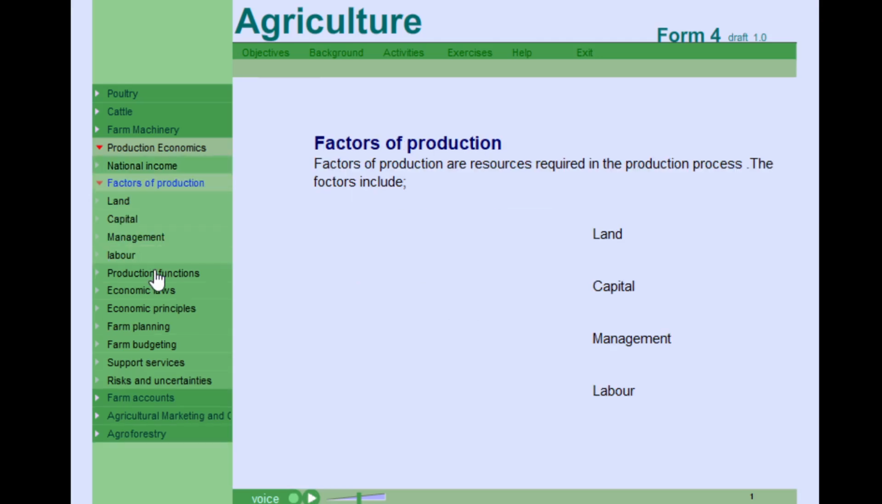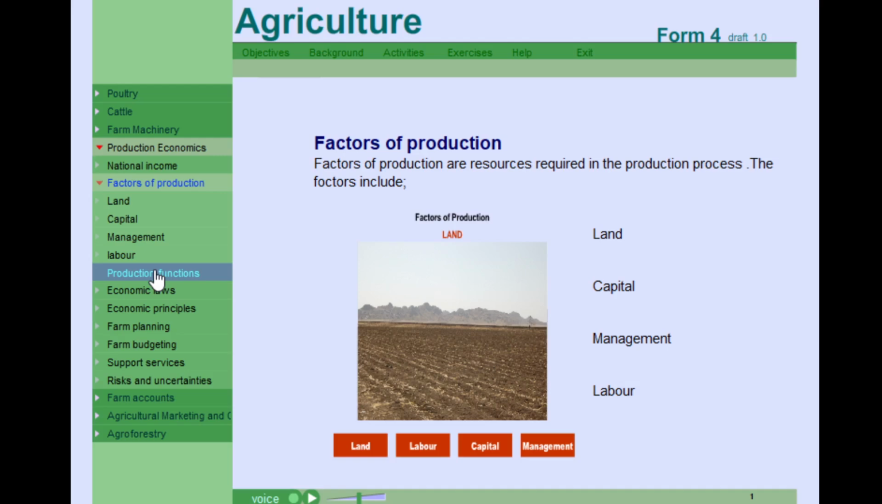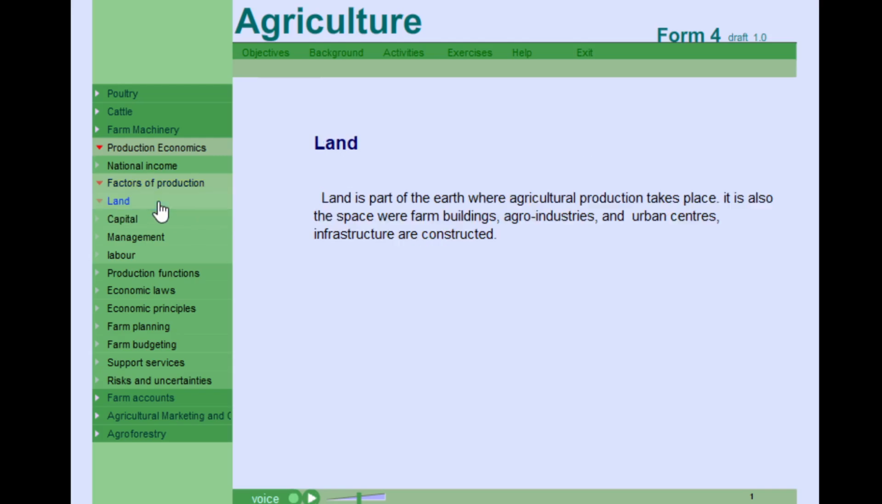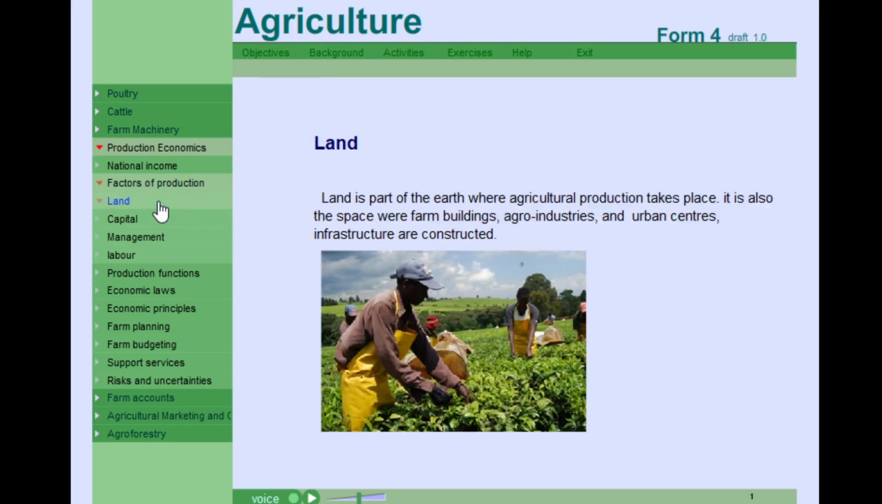Factors of production. Factors of production are resources required in the production process. Land is part of the earth where agricultural production takes place. It is also the space where farm buildings, agro-industries, and urban centers infrastructure are constructed.